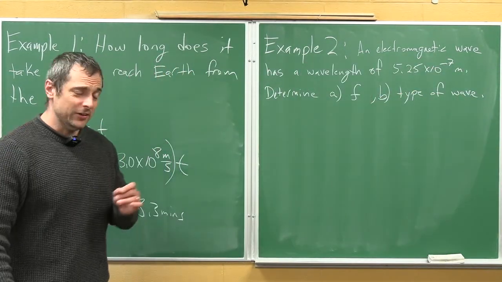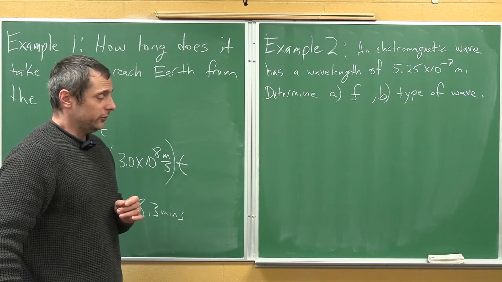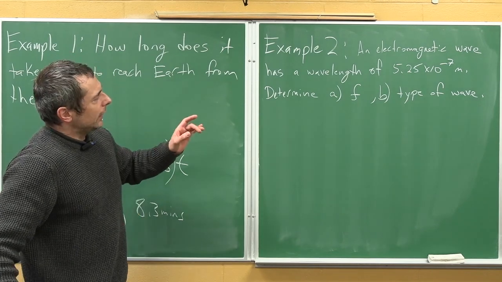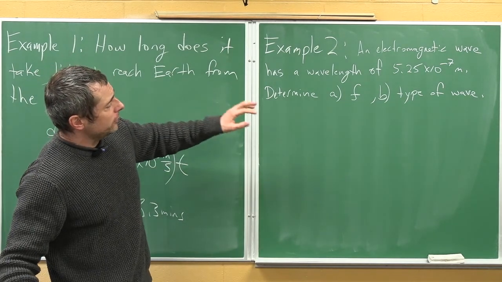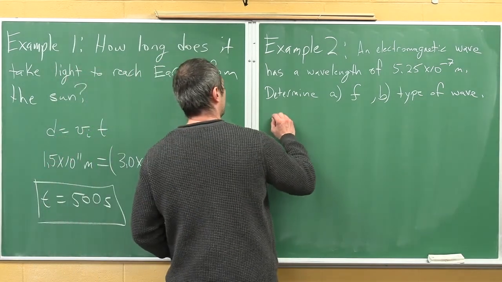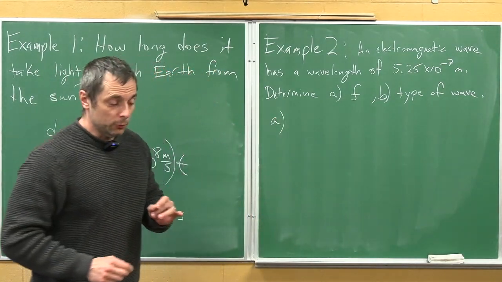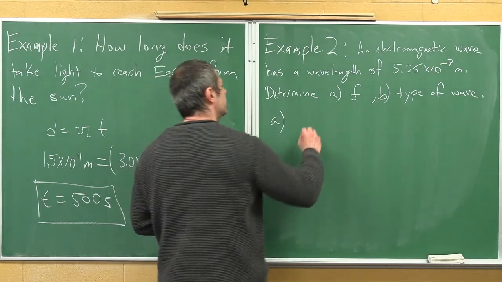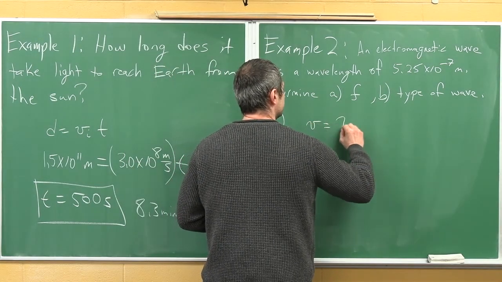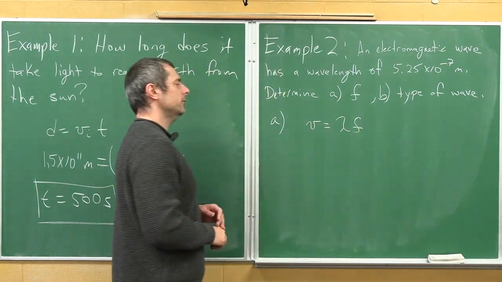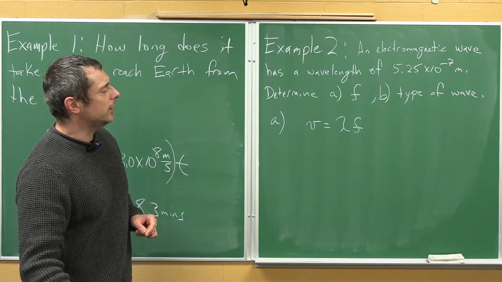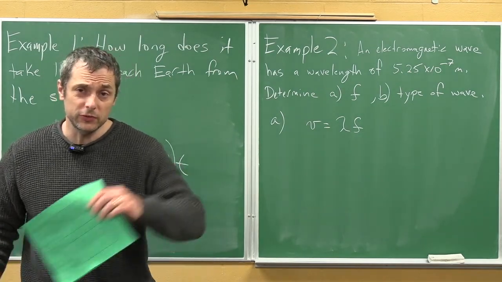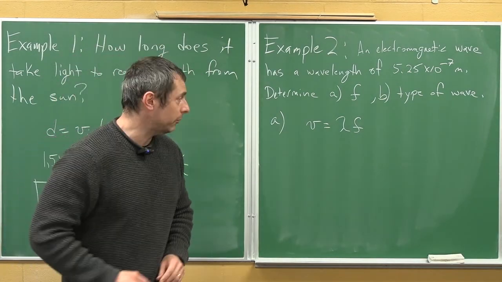Okay, this is kind of a classic light type question on the Regents. So you've got an electromagnetic wave, they give you the wavelength, and they want you to determine the frequency. That's part 1. So what you should realize to find frequency is you're going to use the relationship between wavelength and frequency. v equals wavelength times frequency. Again, I mentioned that's in the reference table on the wave section, so you don't have to memorize that.